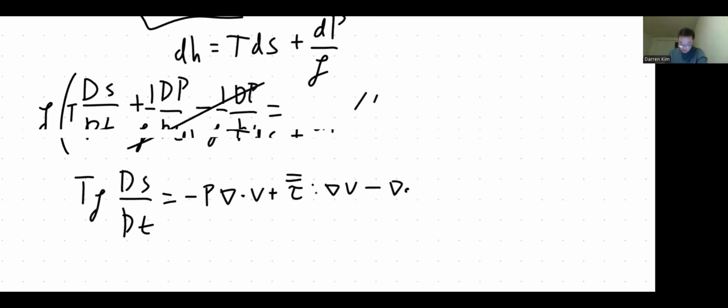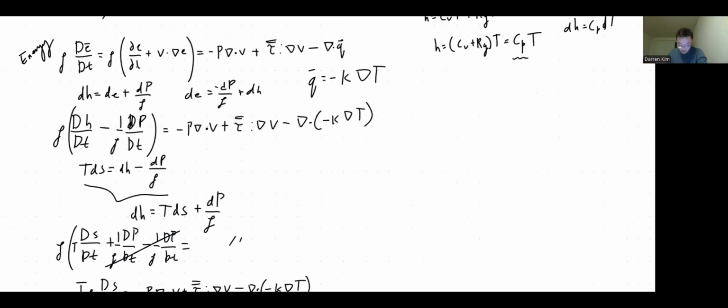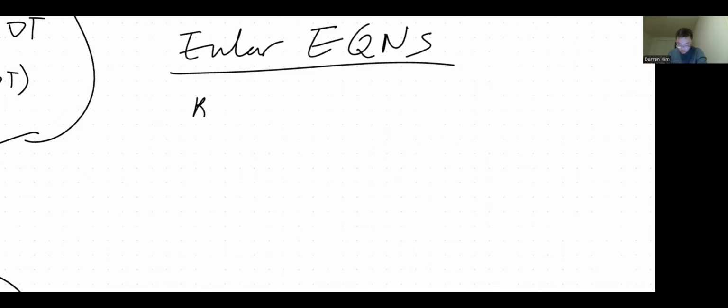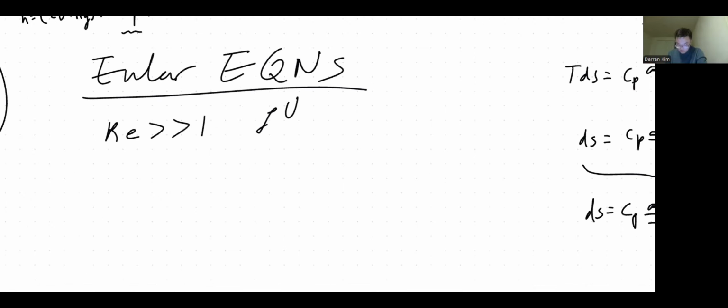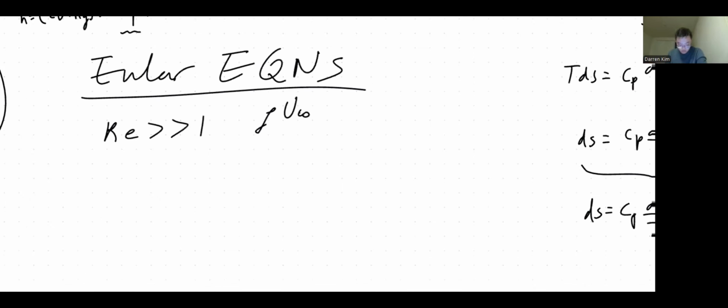So next we're going to go into Euler's equations. Euler's equations will hold when RE is much greater than 1, which is density, U infinity, and length scale, divided by mu. Why is this important here? If I miss something, I'll consider it wrong and redo that portion.